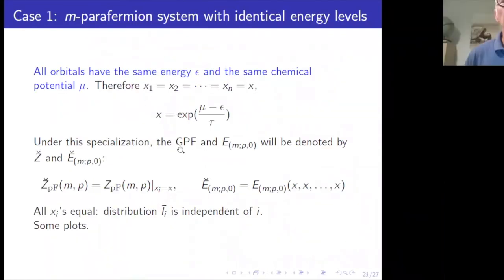Okay, so also in this case, we did the same two exercises. Consider first an M parafermion system with identical energy levels, which means that all the x's take the same value, and we use similar notation, putting a wedge on these partition functions in order to express them. And so we have in this case also computed, or it's easy to plot, things like, for example, the average number of particles on an orbital.